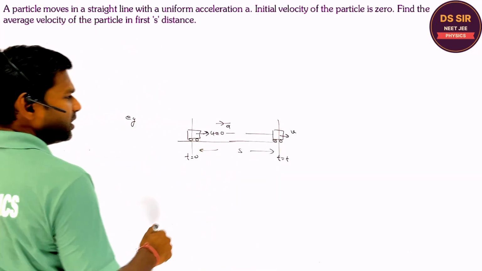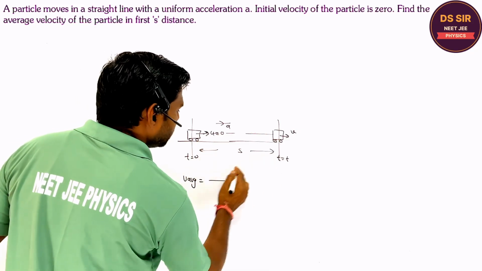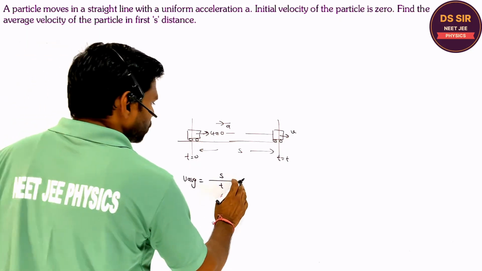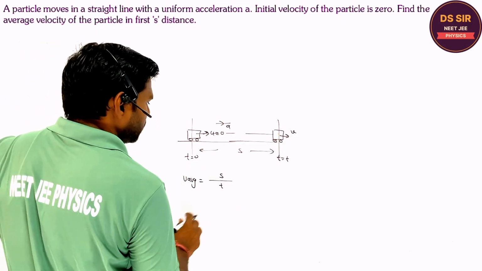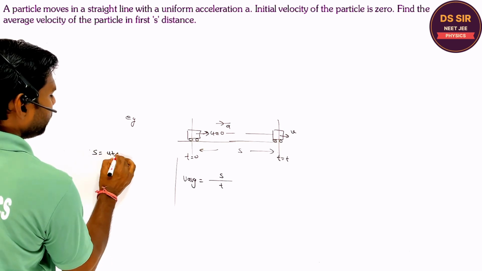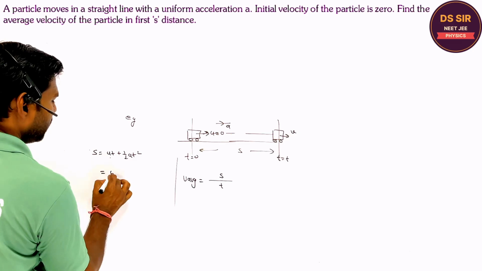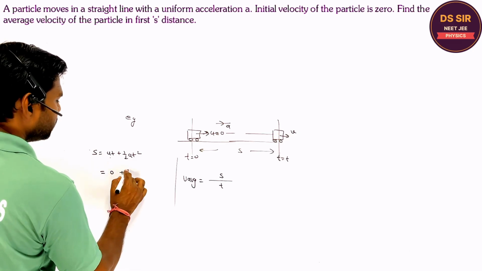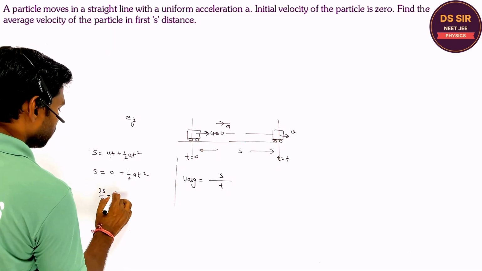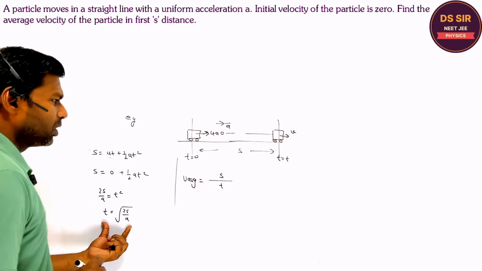Can you tell me the definition of average velocity? Average velocity is nothing but total displacement divided by total time. Is it clear? So this is the average velocity, and what is the total displacement you will write? You will apply the second equation of motion. S is equal to ut plus half at square. The initial velocity is what? Say 0. Half into t square, that is s. So 2s upon a is equal to t square. So t is equal to root 2s upon a. This is the total time.